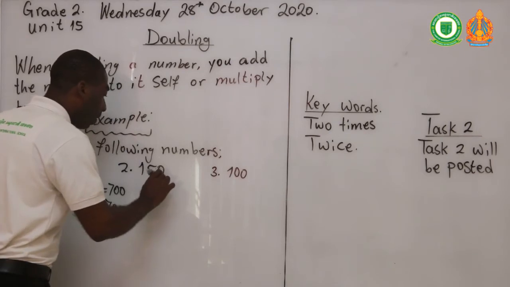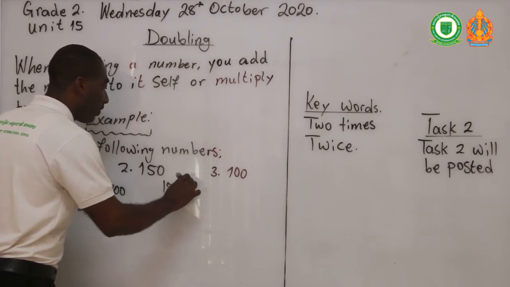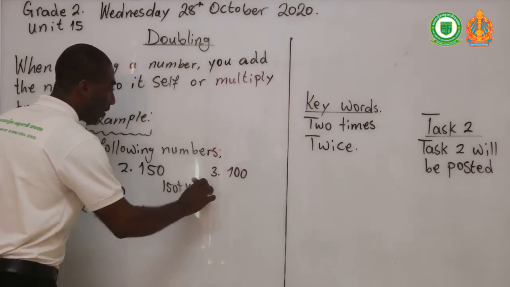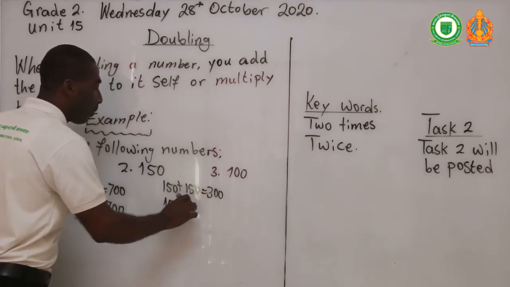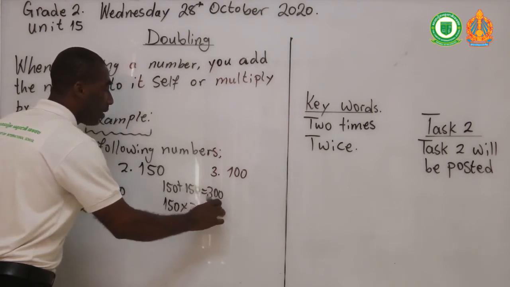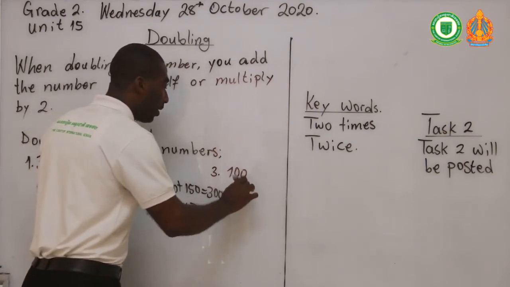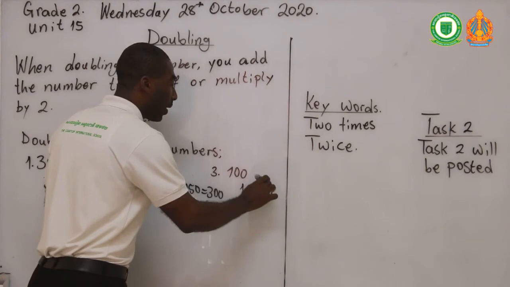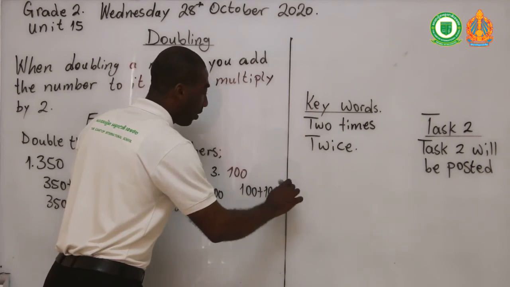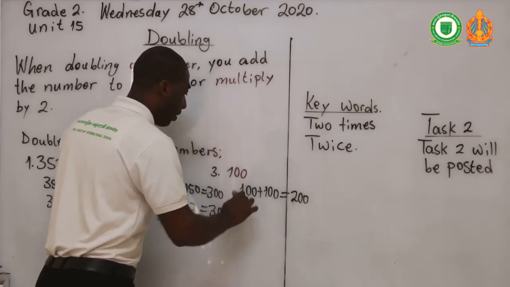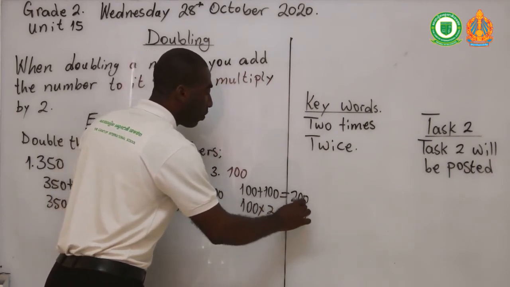150, we can say 150 plus 150, that will give us 300. Or we can say 150 multiplied by 2, and that will give us 300 as well. Then 100 plus 100 will give us 200, and then 100 times 2 will also give us 200.